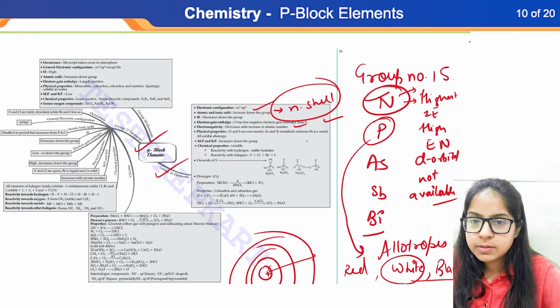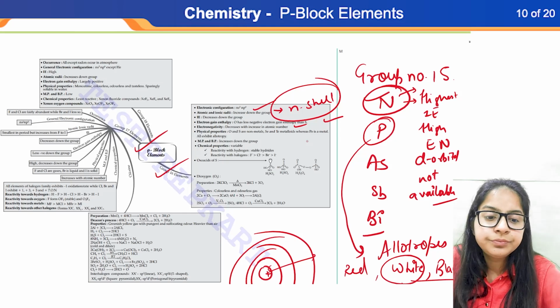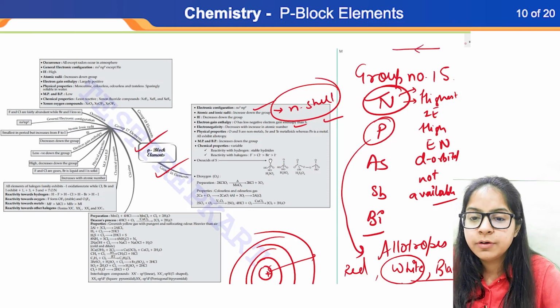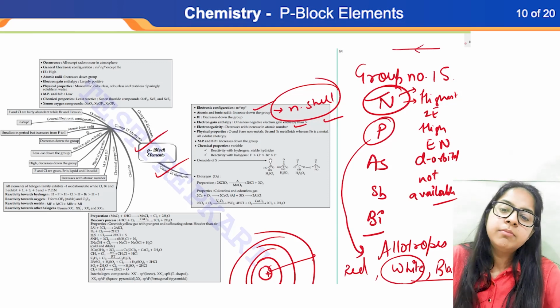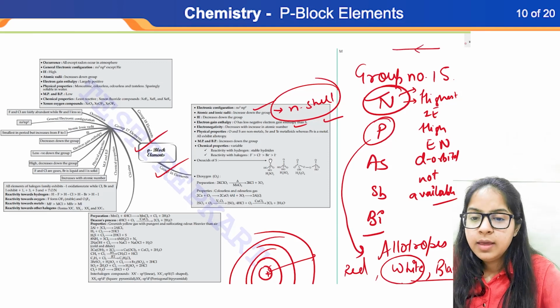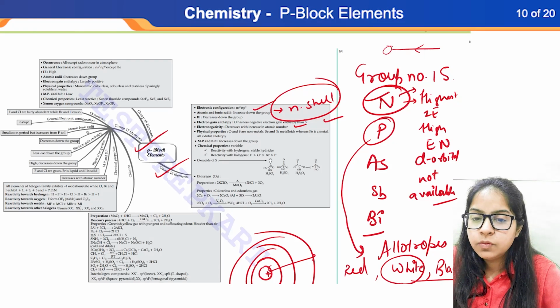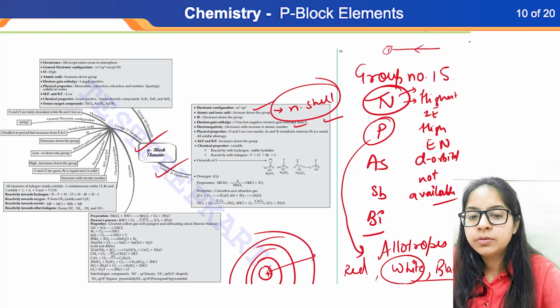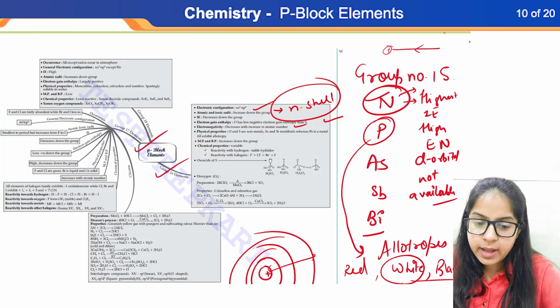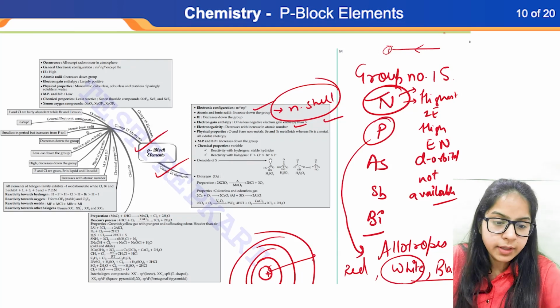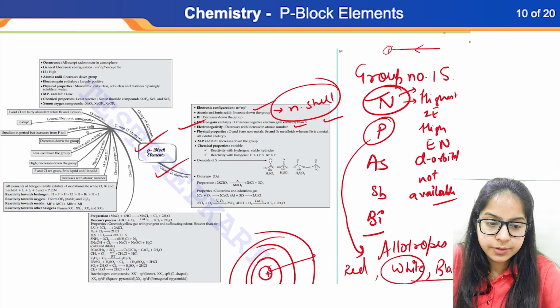Electronegativity also depends upon the nucleus effect on the outermost side, because electronegativity is the tendency to attract the shared pair of electrons towards a more electronegative atom. And if an atom is more electronegative, that depends upon the nucleus charge. If nucleus charge is more on the outer side, then it will attract the electron more easily. Okay, so this is electronegativity.